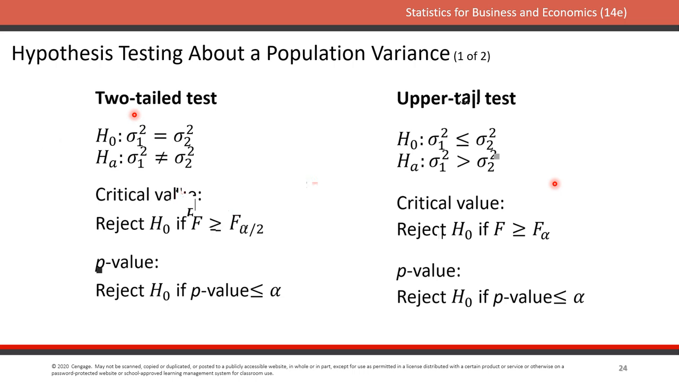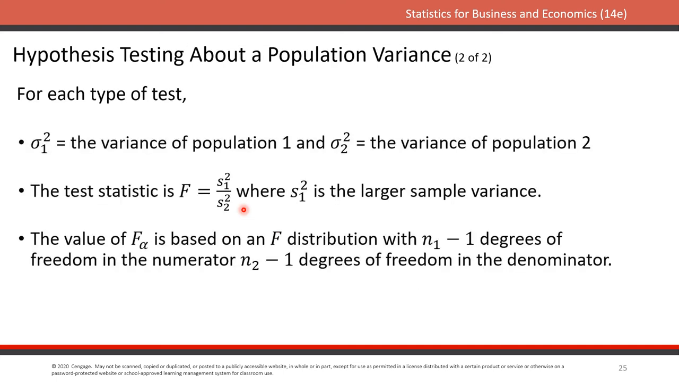For the 2 degrees of freedom, because the test statistic is the larger divided by the smaller, we have a numerator and a denominator. So we'll call it the numerator degrees of freedom and then the denominator degrees of freedom. And it's just n minus 1 for the first population and n minus 1 for the second population. But don't forget, it's not just the first population that you read in the problem.